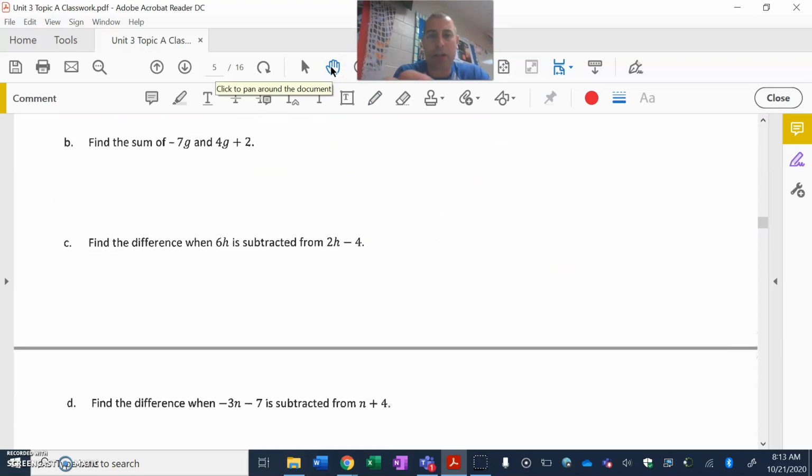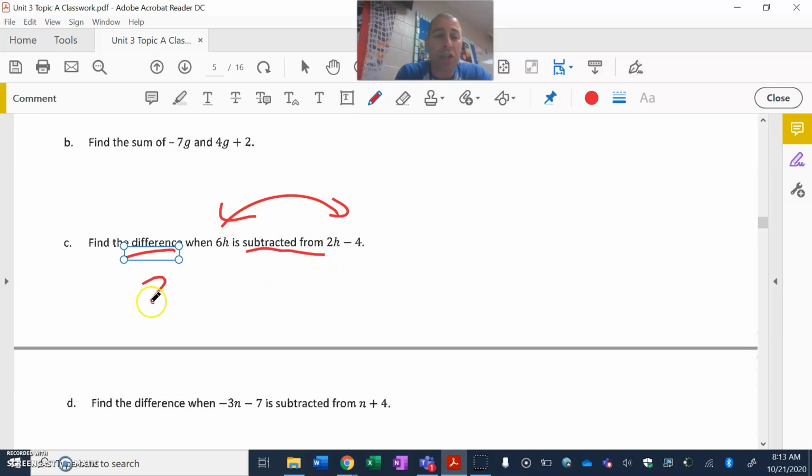And this is a subtraction problem because of that word difference that's there. But it's when 6h is subtracted from 2h minus 4. So because it's subtracted from, that's going to switch our order around. We're starting with 2h minus 4, and then we're subtracting 6h. So here's what we want to watch for.